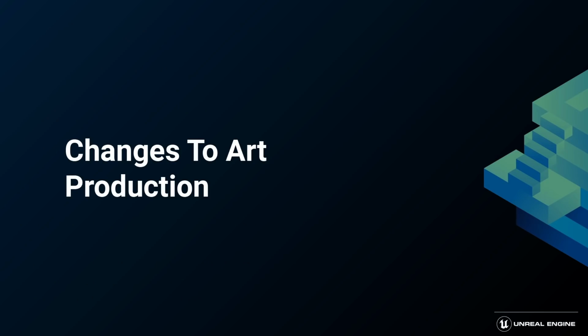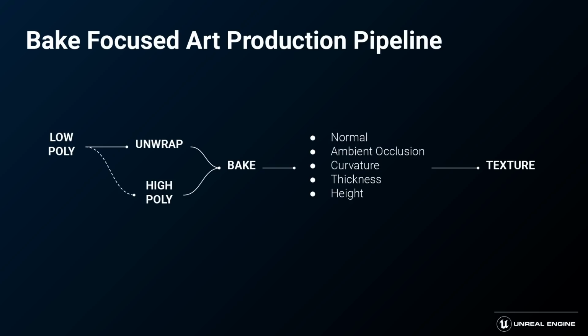Now let's talk about the changes to the art production pipeline if we start using this 1 pixel to 1 triangle ratio for geometry. The old production pipeline method was this. We had our low poly mesh, which we unwrapped. We then created a high poly asset to go alongside this, which would contain all of the detail that we'd want for that low poly asset. And then we would bake the high poly information down onto the low poly.